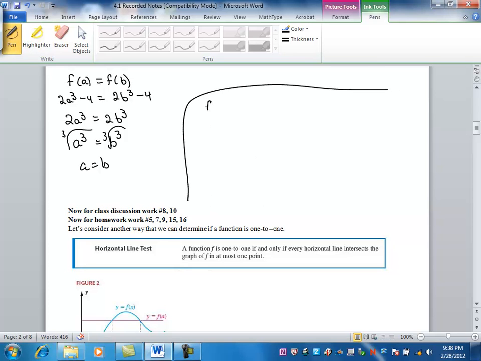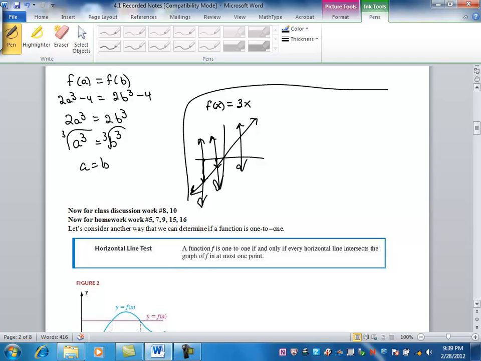If we have a function f of x equals, I don't know, 3x, it's going to look something like this. Now we know that if a graph passes the vertical line test, we have the graph of a function. Basically what we're saying here is for one input there's only one output. We can see that for one x value there's only one y value.